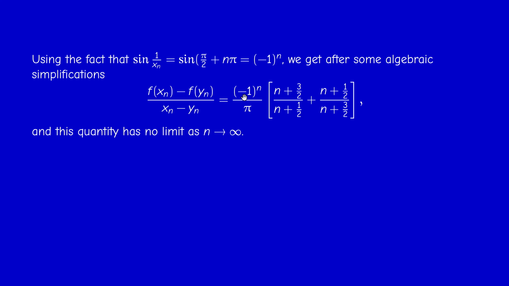But because of the -1, we have an oscillating term here, so there's no limit. If you like, this ratio oscillates between 2 over pi and -2 over pi all the time. So it does not converge.